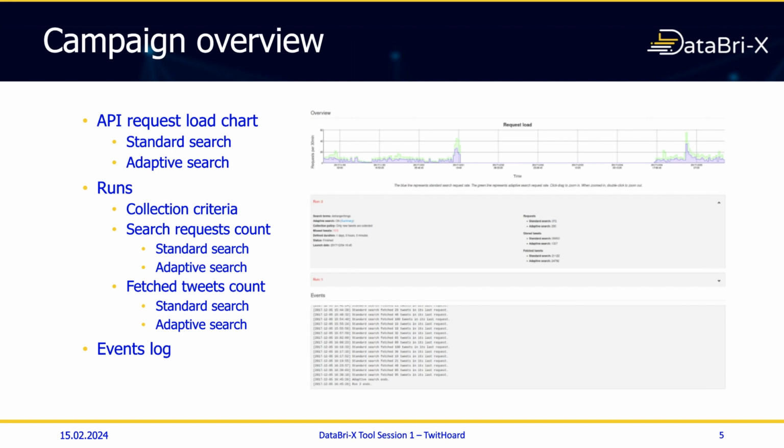A campaign is divided into runs, where the criteria may be different, and the tweets that are collected in each run are also presented to the user. Also, an event log of interesting events that happen throughout the campaign is presented to the user. For example, if a term has been added to the campaign by the adaptive procedure, or a term is removed.